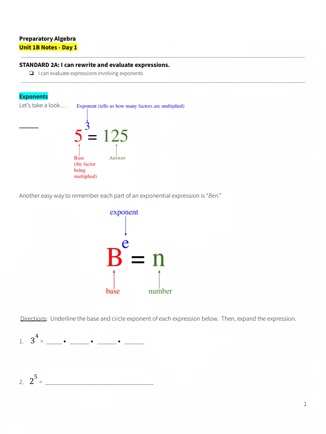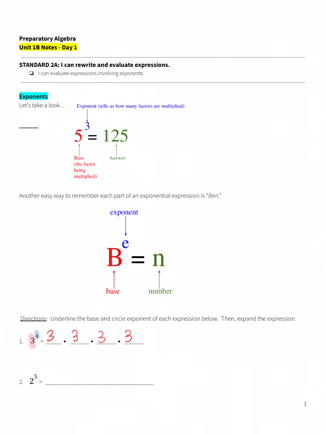So let's look at this first one. We call this 3 to the 4th power. Okay, so we call exponents powers. So 3 to the 4th power. Well, my base is 3, and my exponent is 4. Base is the factor being multiplied. Exponent tells us how many times. So our base is 3, our exponent is 4, so that means we're multiplying 3 4 times. So 3 times 3 times 3 times 3.